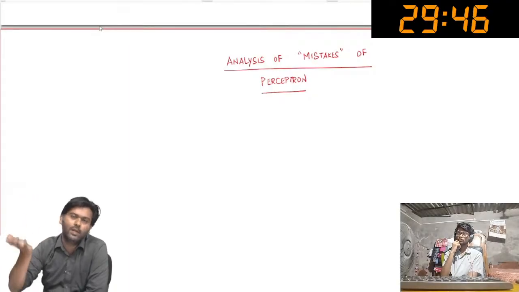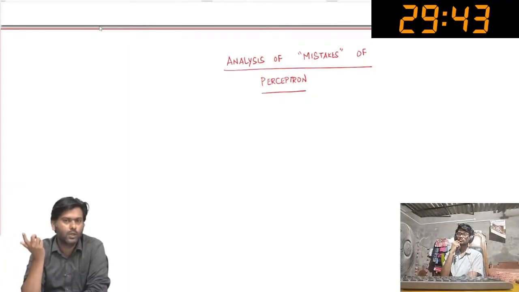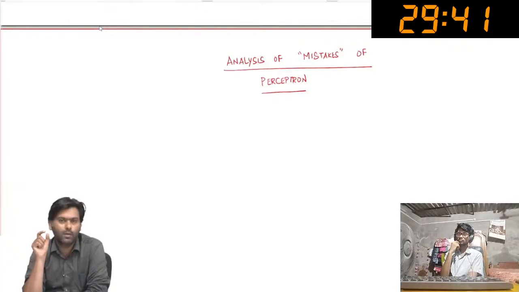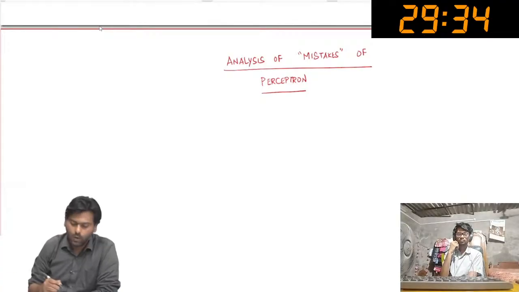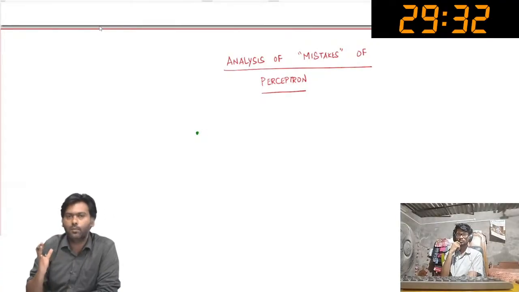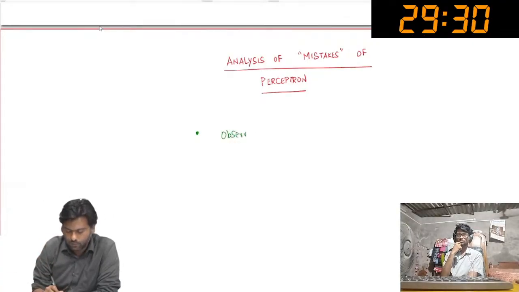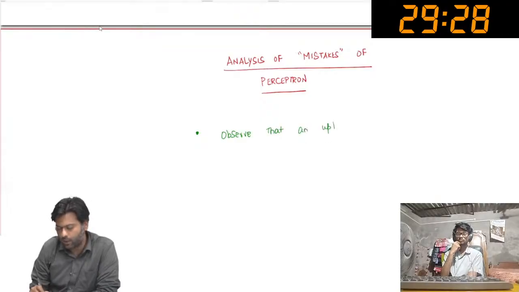What does it mean to say it doesn't make any more mistakes? It correctly classifies all my points in my data set, and so the algorithm would have converged. Which means that if I can get a finite number as a bound for the number of mistakes the algorithm makes, then that implies that the algorithm has actually converged, right? So which is what we're going to try and do now, right? So can we analyze the mistakes of this algorithm? How many mistakes will this algorithm make, right? So why do we care about mistakes? Because the algorithm only makes an update when a mistake happens, right? So now observe that an update in the perceptron algorithm happens only when a mistake happens.